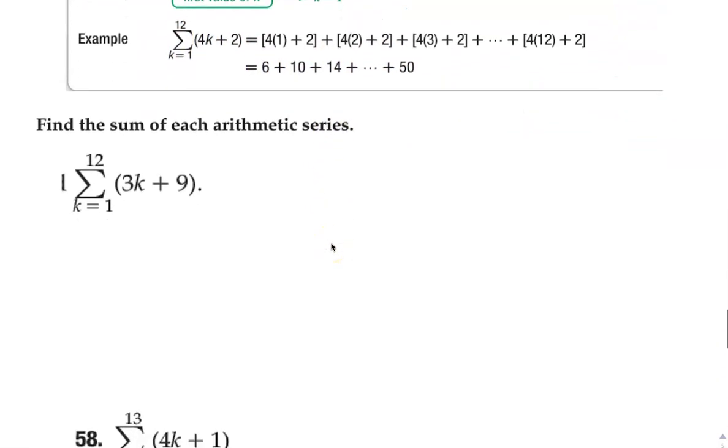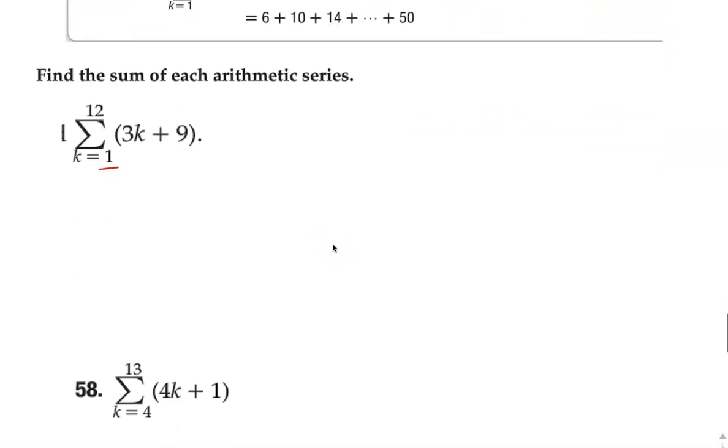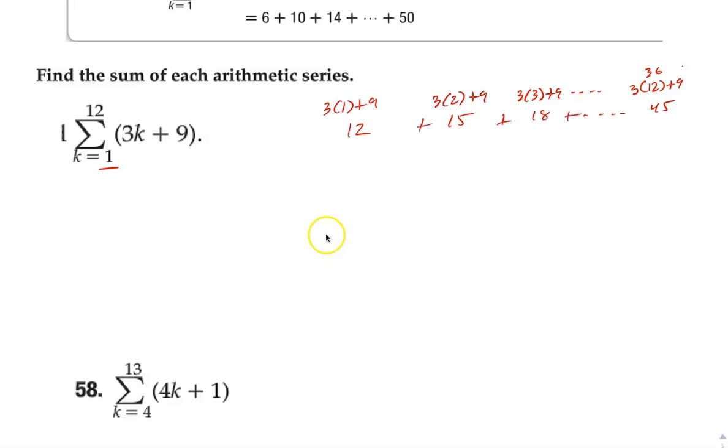So if I was going to do this problem here, I would start at 1 and plug it in: 3 times 1 plus 9. Then you go, okay, 2, keep on going, 3 times 2 plus 9, 3 times 3 plus 9, all the way till you get to 3 times 12 plus 9. And then once you get your answers, 12, 15, looks like we're adding 3 every single time, so 18, and so on, 36 plus 9 is 45. I would add all these up. That's how sigma notation works. You plug the bottom number into the equation, keep on doing that until you get to the top number, then add them all up.